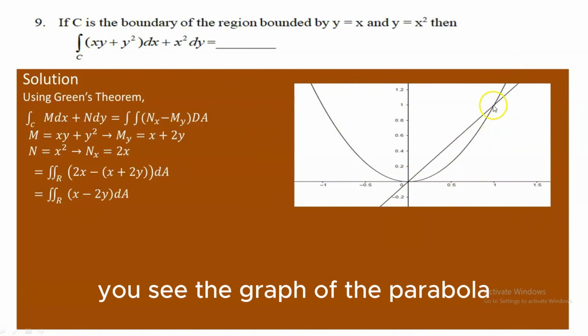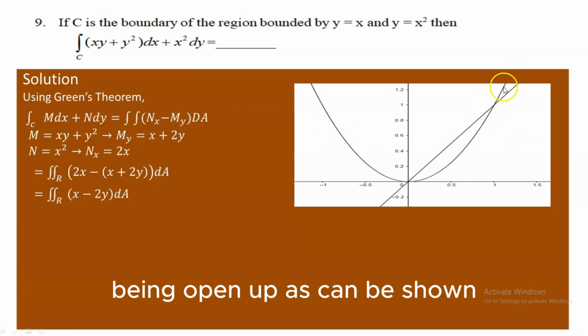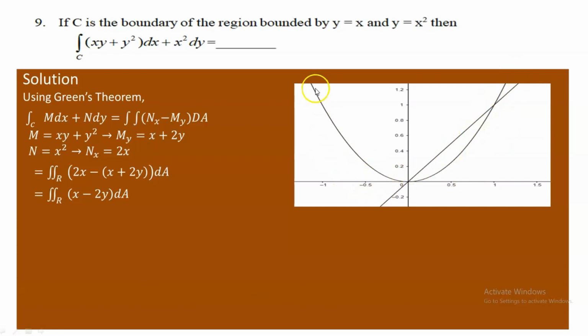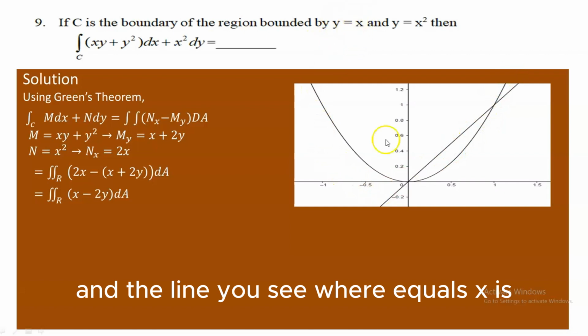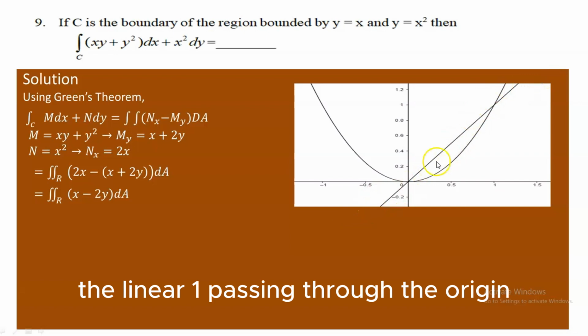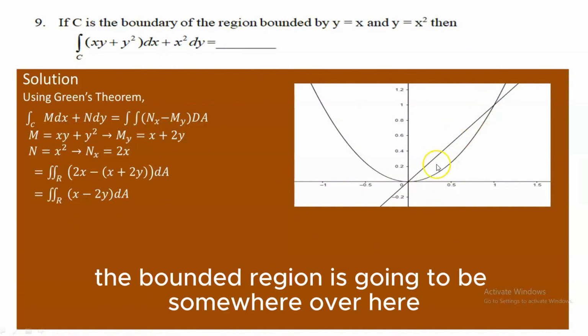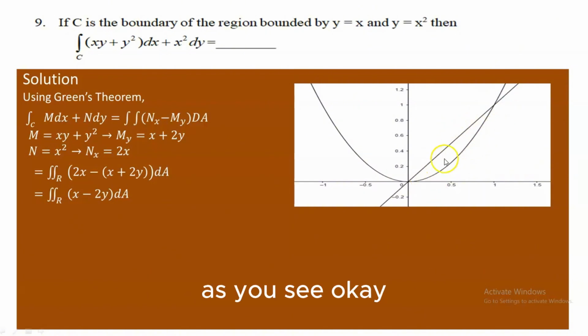This is a graph of the parabola y equals x squared passing through the origin, opening upward. And the line y equals x is the linear one, also passing through the origin. So where can we have the bounded region? The bounded region is going to be somewhere over here, as you see.